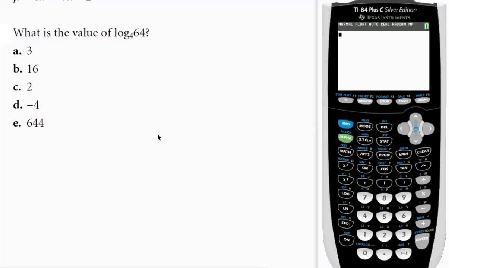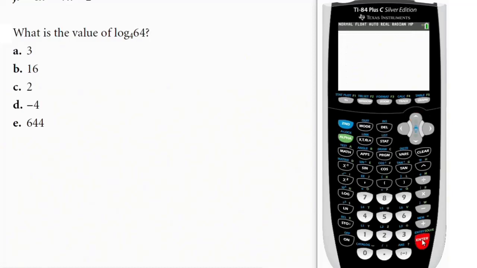Alright, so basically you don't need to store any value for this kind of question, and you don't necessarily need to receive a calculator to solve it. So to solve, go to maths, then locate the log function. Let's go up. Alright, so this is the log base function I'm looking for.